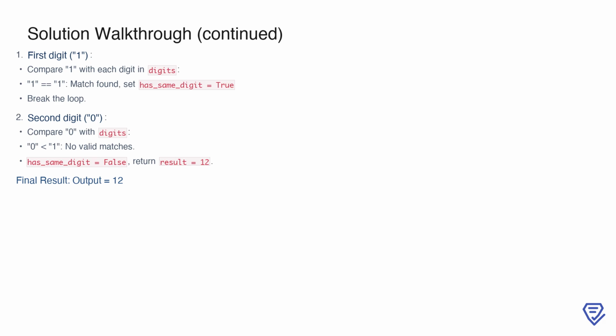Next, we move to the second digit of n_str, which is 0. Here, we compare 0 with the digits in our set. Since 0 is smaller than the smallest digit in the set, which is 1, there are no valid matches. At this point, we set has_same_digit to false and terminate the process. We return the current value of result, which is 12. Therefore, the final output for this example is 12.